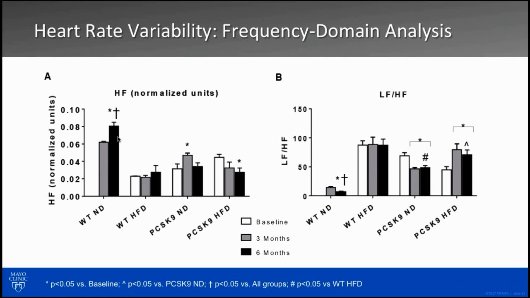in general. However, there was some transient increase in the HF at 3 months of age in the PCSK9 gain of function animals on the normal diet, and there was a slight decrease that was significant at 6 months in the high fat diet group.